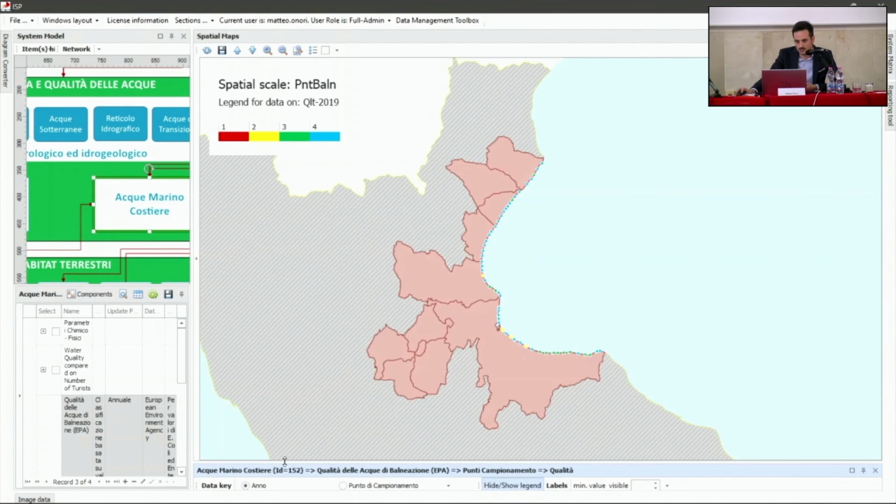You can see that most of the points are with a blue color, which means that they have excellent quality.